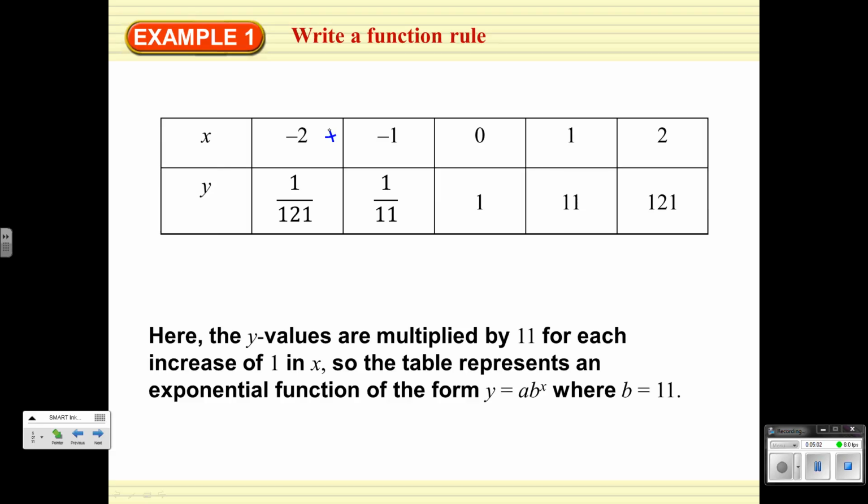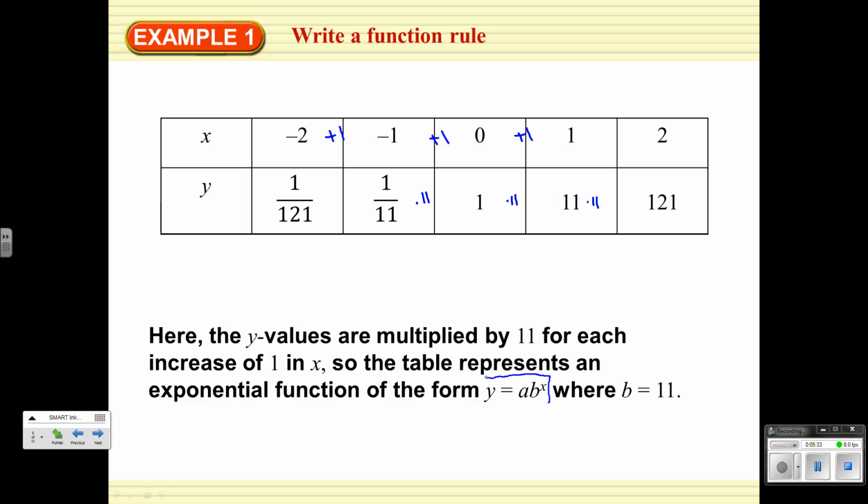Our x is increasing by 1 each time. But down here, our y is not increasing by a set amount each time. We go from 1 over 11 to 1, to 11, to 121. So I want to look at this. We're multiplying by 11, multiplying by 11. So as you can see, that's our pattern. So the y values are multiplied by 11, which it says right here, for each increase of 1. So the table represents an exponential function in this form.